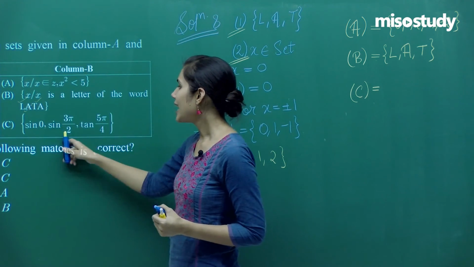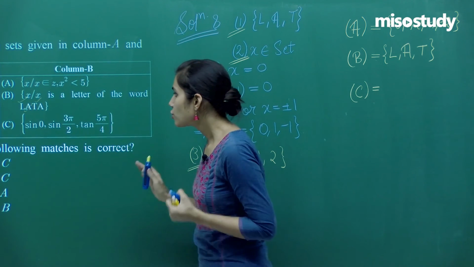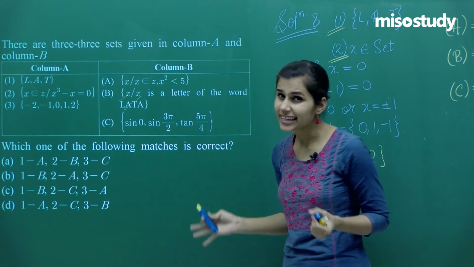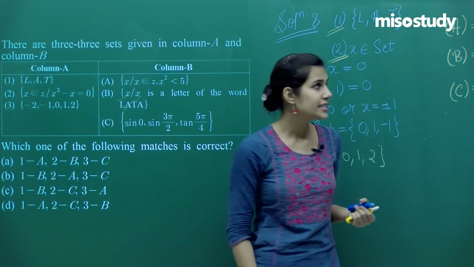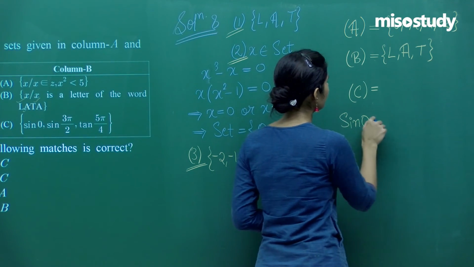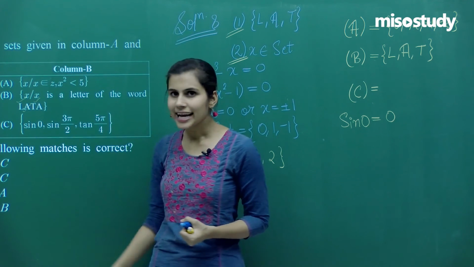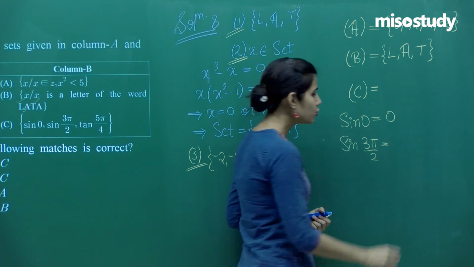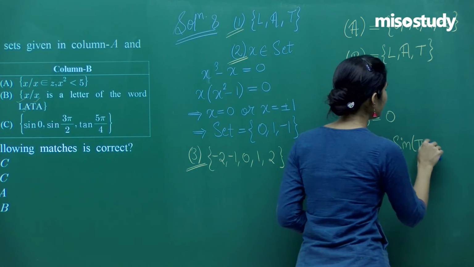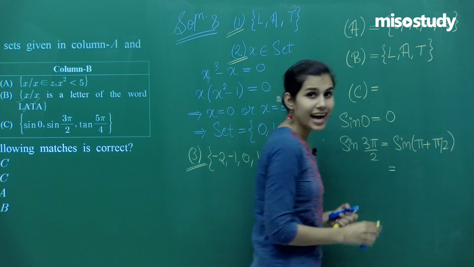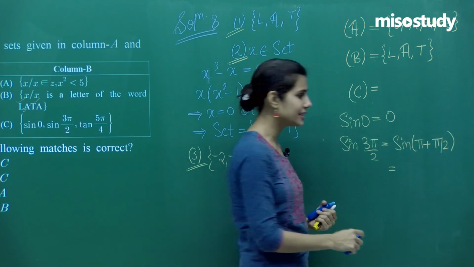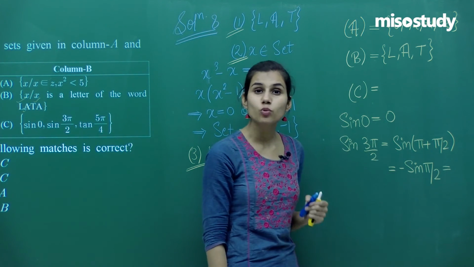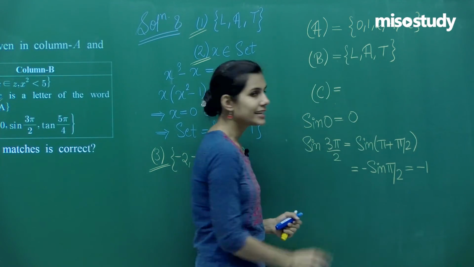It is sine 0, sine 3 pi by 2, tan 5 pi by 4. So, in order to get this matched somewhere in column A, I want not these values but some integral values at least. You all know what is sine 0. Sine 0 is 0. What is sine 3 pi by 2? Sine 3 pi by 2 can be written as sine of pi plus pi by 2. And sine of 180 plus theta is minus sine theta. You know sine 90 degrees is 1, and therefore minus 1 is what is sine 3 pi by 2.